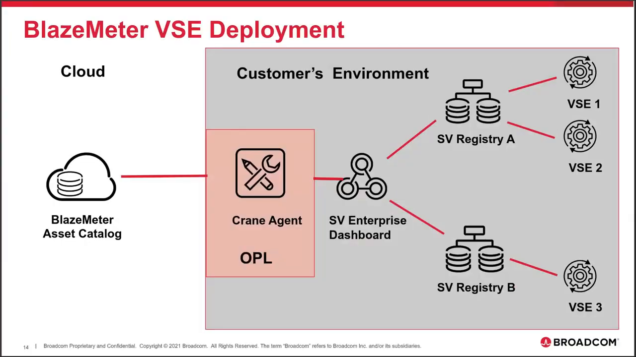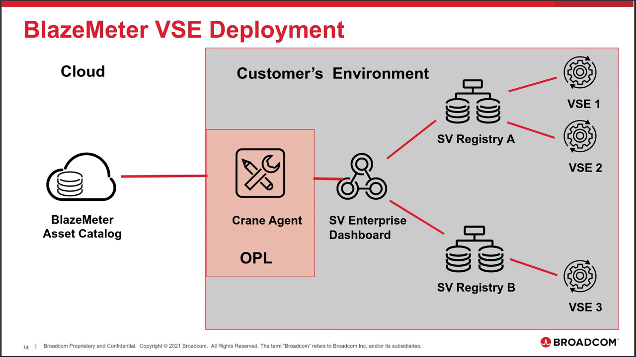Now, the difference with the BlazeMeter setup is, the standard connection is you have your asset catalog. This is where you would store your virtual services, your MAR files, et cetera. And you could connect via the agent to the enterprise dashboard, which then has to connect to the registry, which has to connect to the VSCs, right? That's kind of our standard service virtualization setup today.